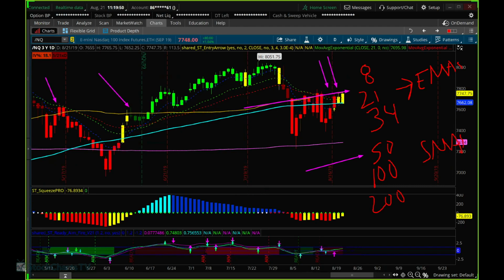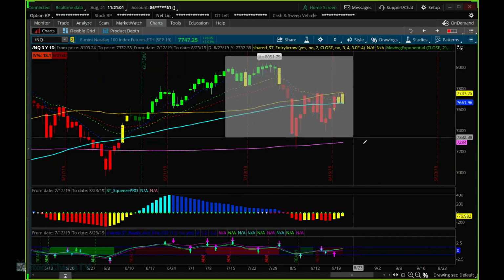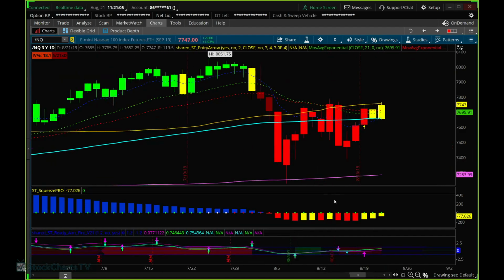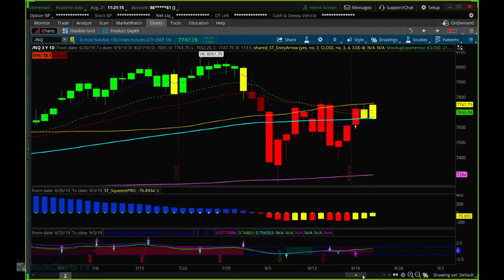And so for me, every single time I see this index come up and run into the 50 simple and it's not able to get through it, that's telling me that the path of least resistance is still down until the price can come up, break above it, and close above it. I have to say we're still below resistance as far as the moving averages are concerned. Now you can see that you have been able to break through some of these others. This is the 8 EMA, the 100, the 21, and the 34. However, the 50 is a pretty key area right there.